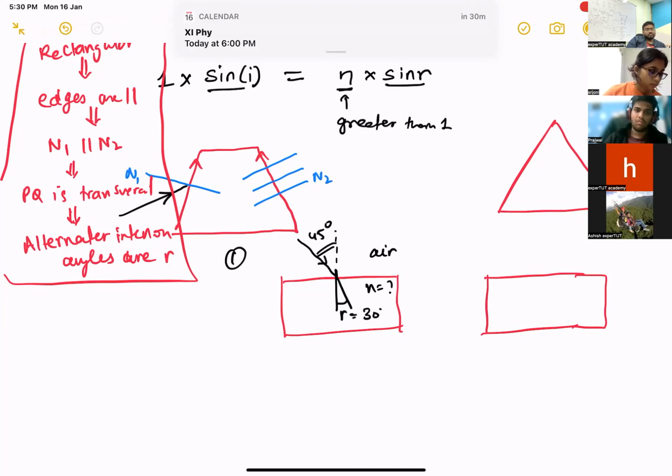Prajwal, what is n equal to? Root 2. Root 3. 2, 2. Root 2.